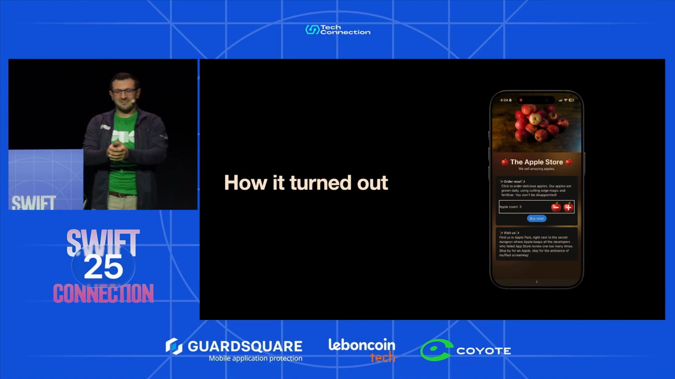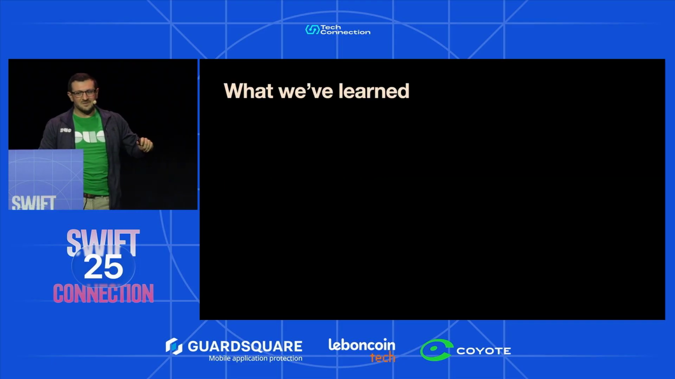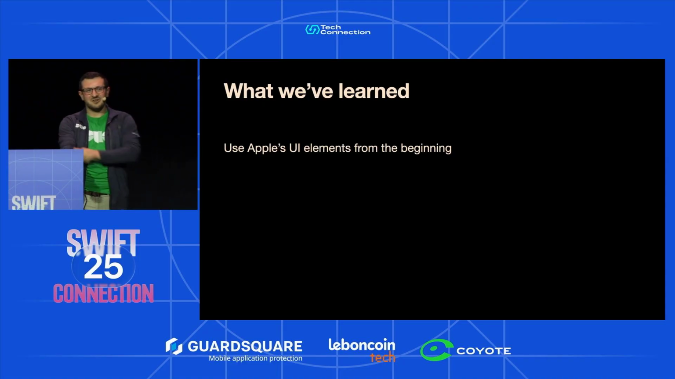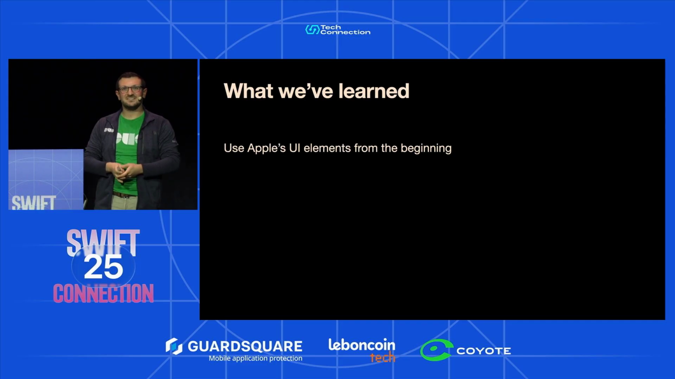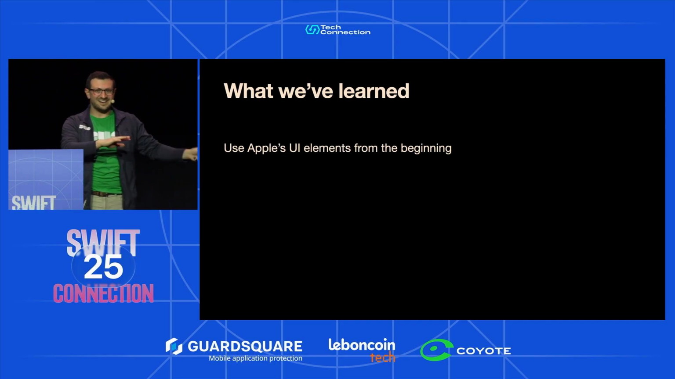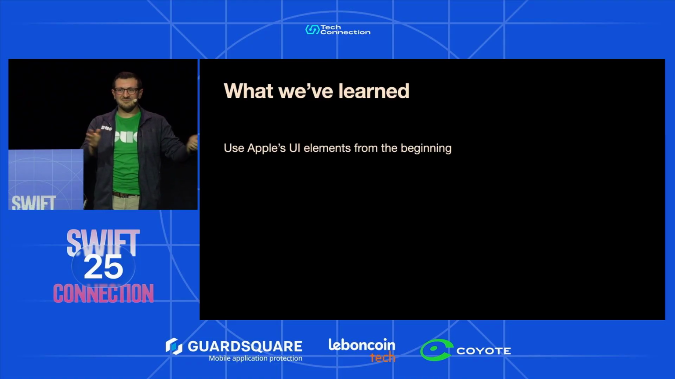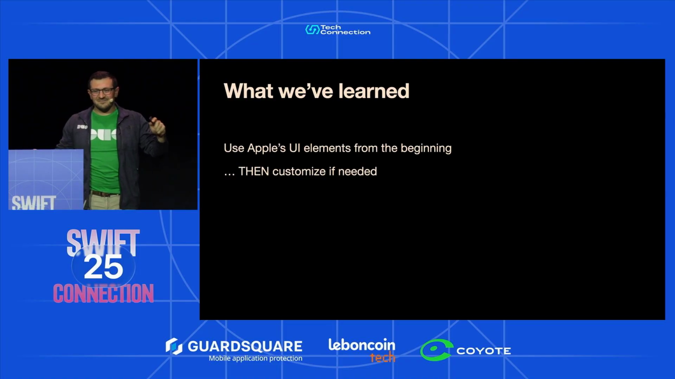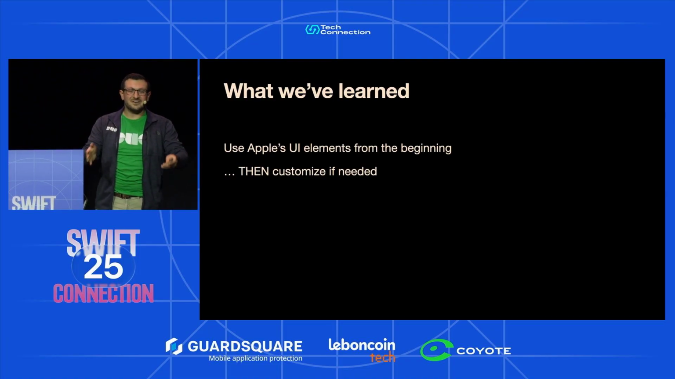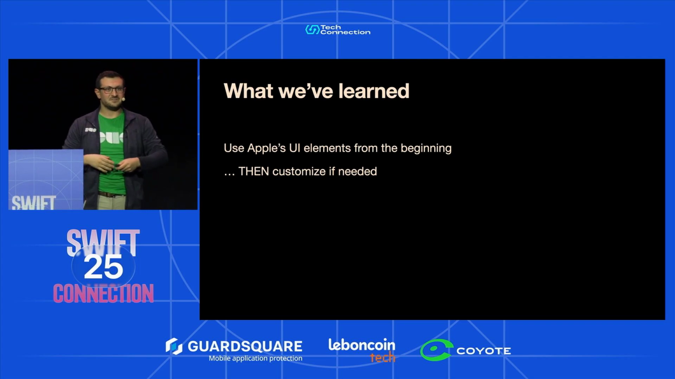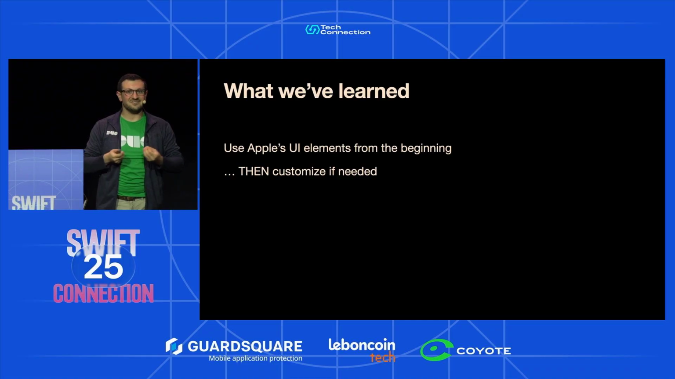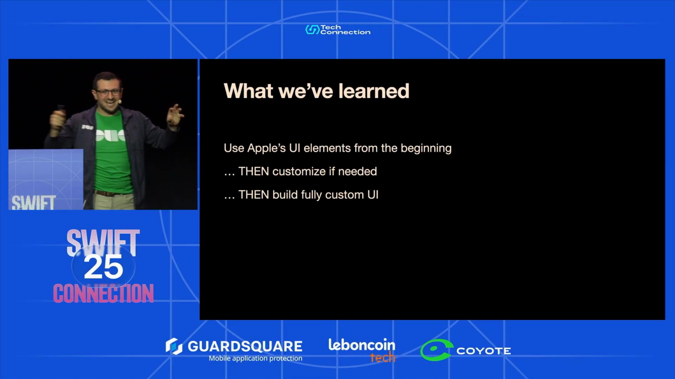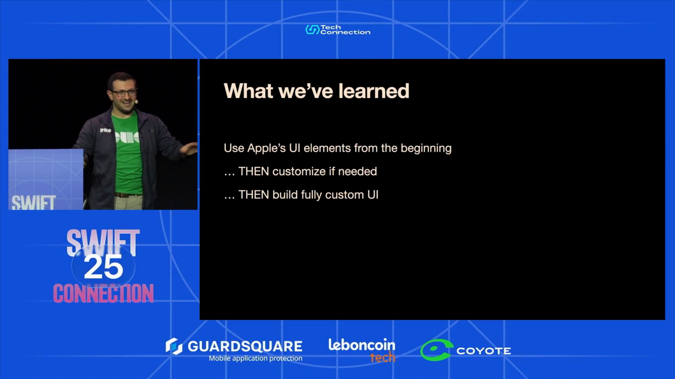So let's talk about what we've learned. Try to use Apple's UI elements from the beginning. I think it should be pretty clear the benefits that gives, though I hope it also feels like I acknowledge that there's a limitation to that, which is it will then just look like the native element. If you can't do that, then okay, try to customize an Apple element. Try to get as much benefit as you can from what they've done. And only then dive into trying to build fully custom UI.